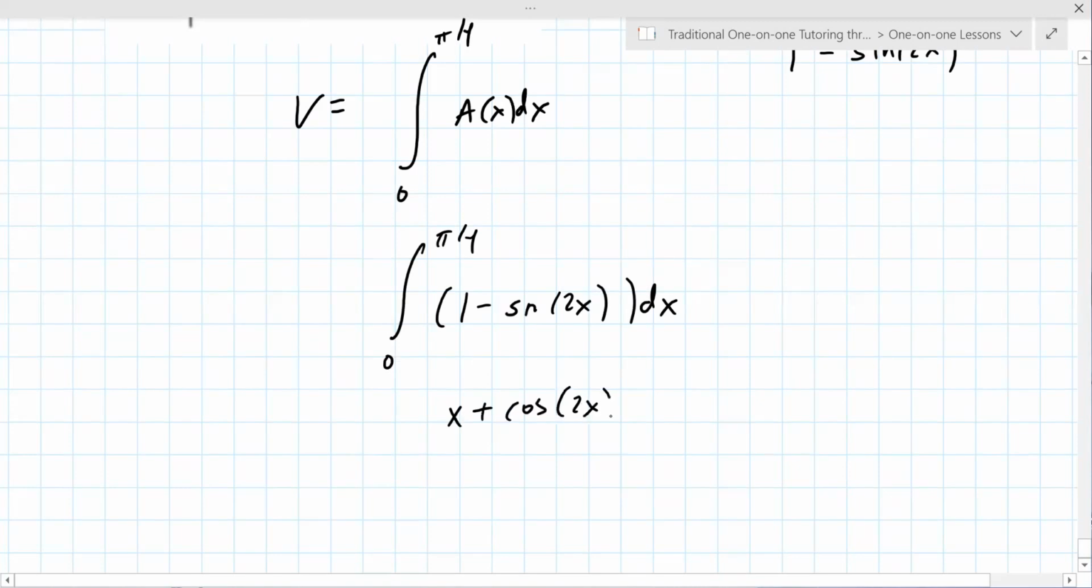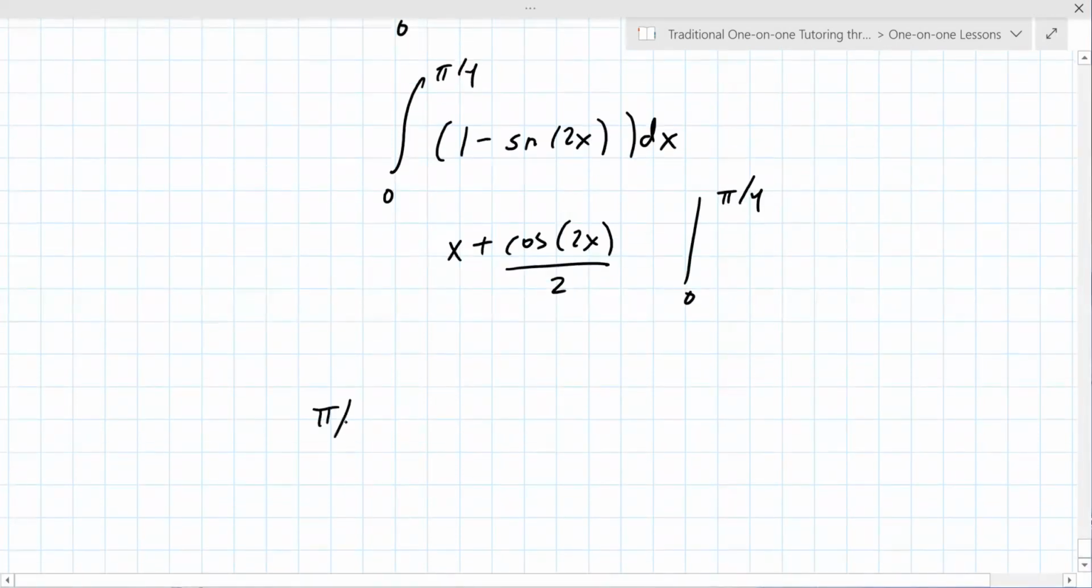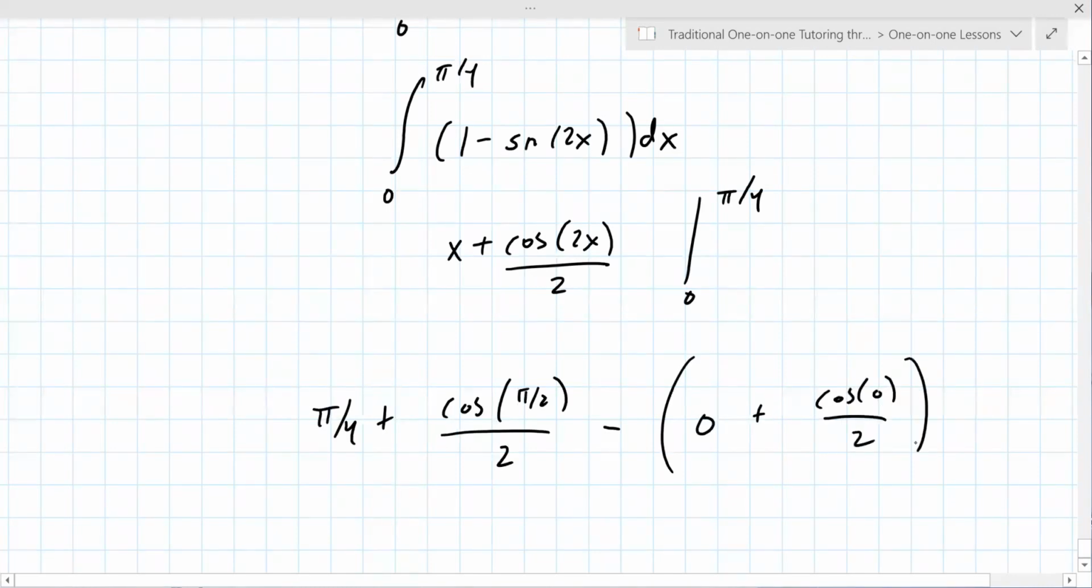Cosine 2x divided by 2, evaluated at pi over 4, plus cosine pi over 2 minus 0 plus cosine of 0 over 2. Cosine pi over 2 is 0, so this whole thing is 0. Cosine of 0 is 1, so it looks like it's pi over 4 minus 1.